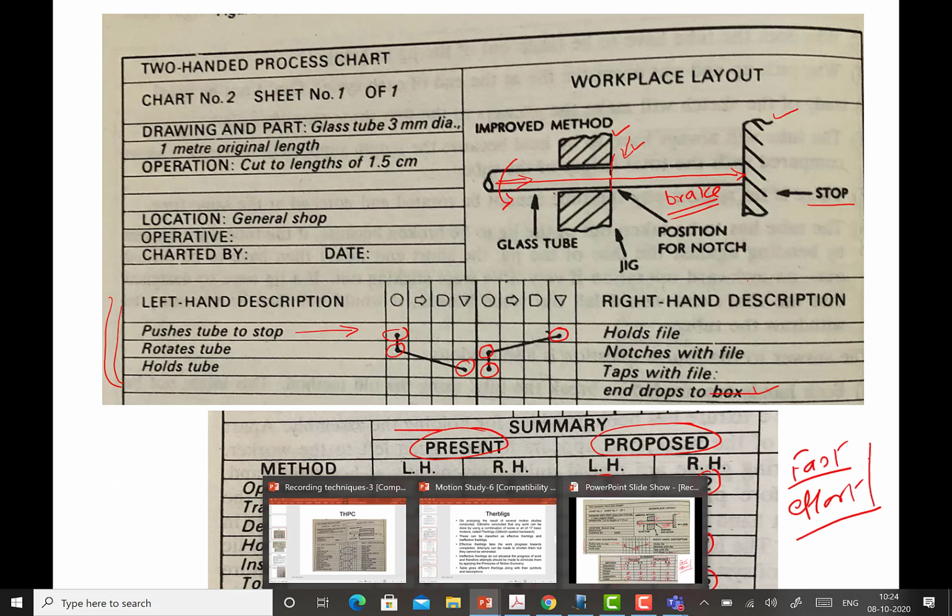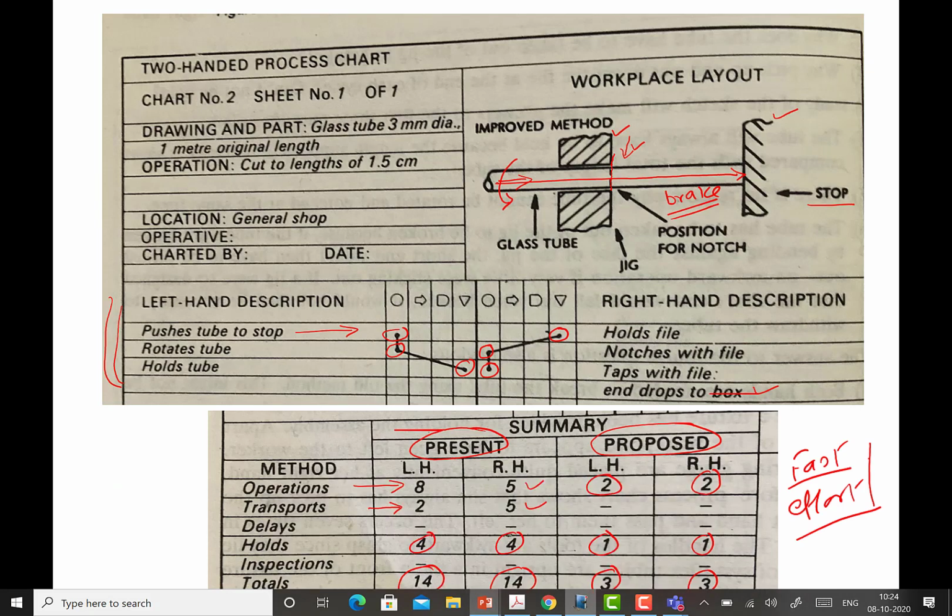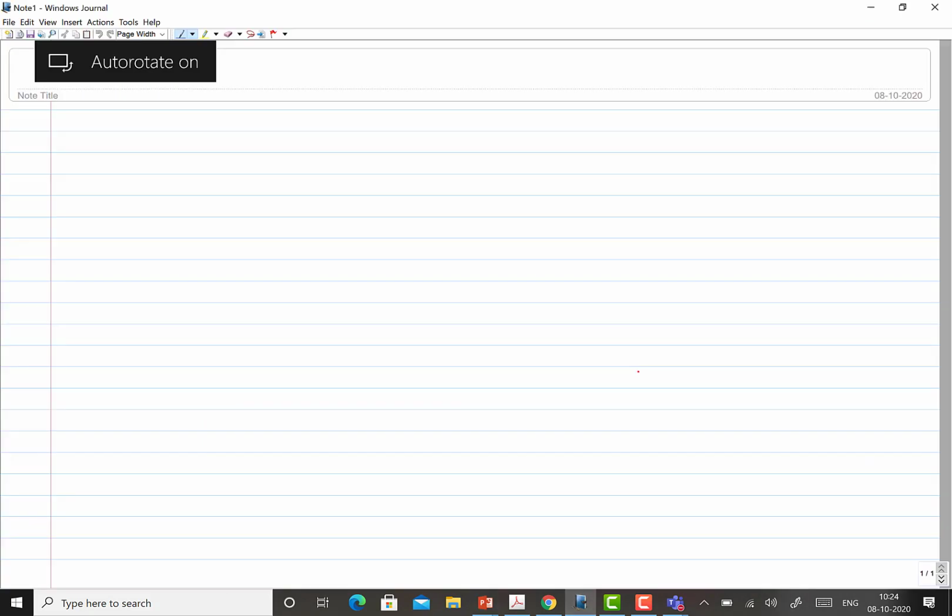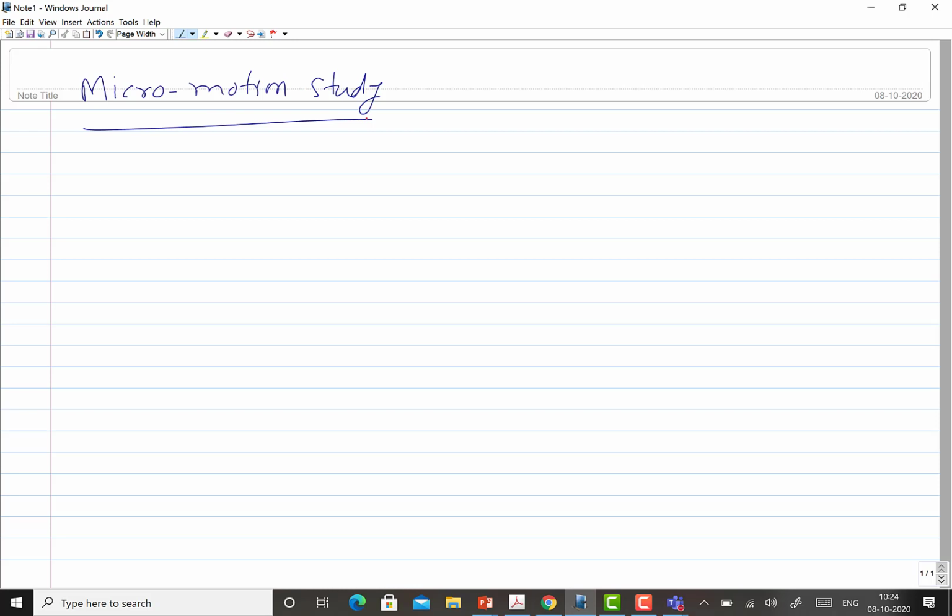Okay, so here let me just open up. As far as the micro motion study related technique is concerned, I'll use this whiteboard. Micro motion study.